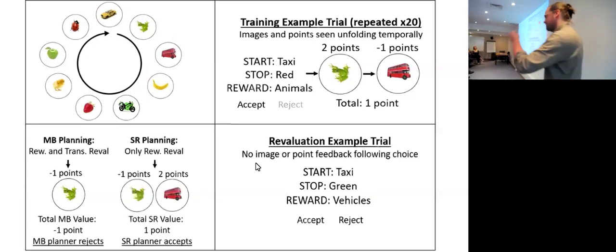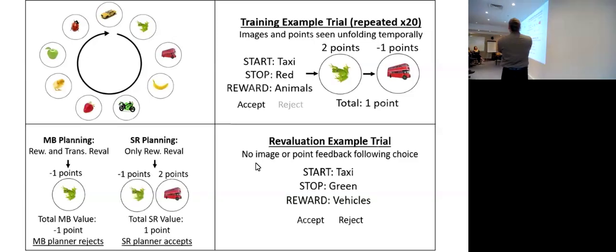If, however, they are an SR planner, they can't do this reward evaluation. So essentially, they're just assuming that they're going to see whatever state they've always seen in relation to this start state. But they are capable of doing the reward revaluation. So now, rather than thinking they're going to get 2 points for the frog and -1 point for the bus, they now think the opposite, which means total 1 point. And so this would be an example where a model-based planner and SR planner make opposite predictions about whether you should accept or reject.